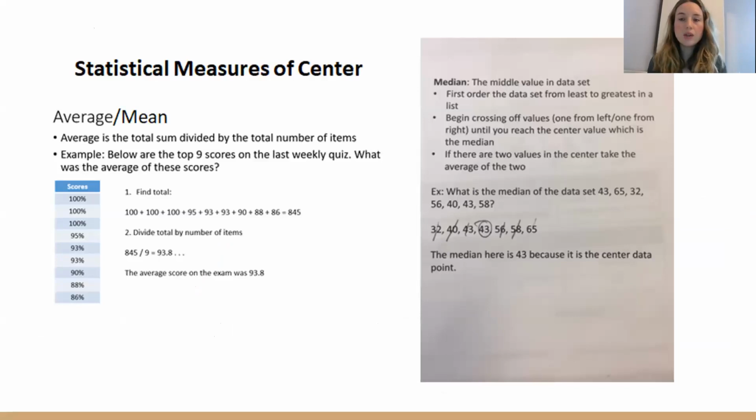Okay, let's do a quick review. So this unit, we've been talking a lot about different statistical measures. We started with learning about statistical measures of center, and there were two different measures we learned about. The first one was the average or mean, and the second one was the median.